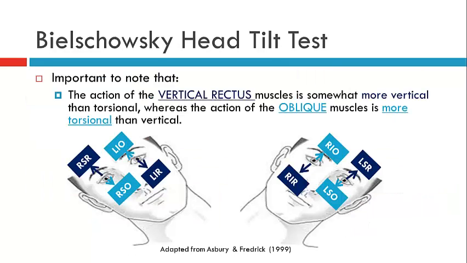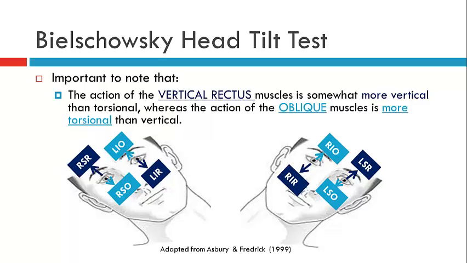And one more final point that's of clinical significance is that you should note that a vertical rectus muscle has more of a vertical action than it does torsional. However, an oblique muscle has more of a torsional action than a vertical muscle. Now, if you think about the extraocular muscles and their position on the globe, you can see that the obliques, the way in which they insert into the globe, are going to create much more of a torsional movement than the vertical rectus muscles, which don't come in at as much of an angle.